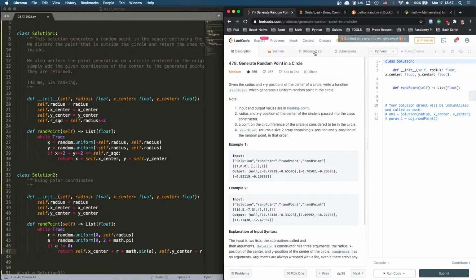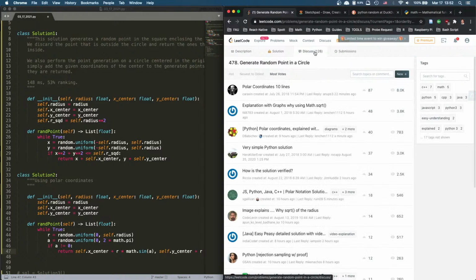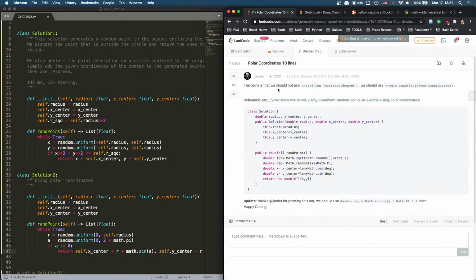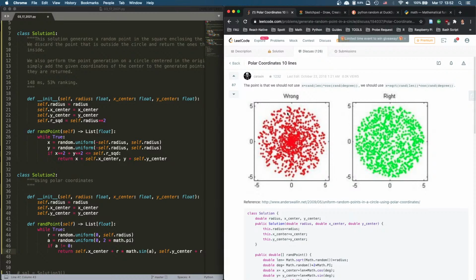Yeah, I think that's a good question. Polar coordinates. Okay, so you can do it with polar coordinates. Yes, this is the one I was doing. The point is that we should not use rand times. Okay, that's what I was using. We should not do it this way. We should use SQRT.